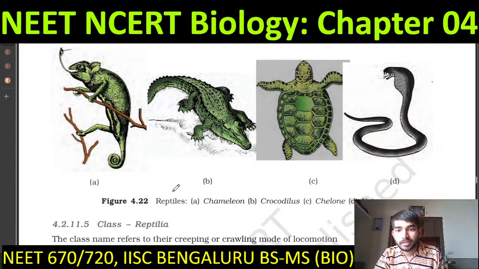So here are examples of reptiles. So this is chameleon. Then there is crocodile. There is Chelone, which is this, and there is Naja, which is snake.